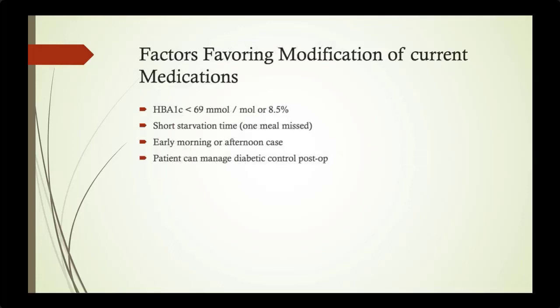To start with, before we talk about the management, what factors favor the modification of the current medication, in the sense of when would you say that I can basically modify the patient's medication rather than putting them on insulin infusion? To start with, the patient has to be well controlled as defined by the hemoglobin HbA1c. The patient has to be only missing one meal. Surgery should be done early in the afternoon or early in the morning, and the patient himself will be able to manage his diabetic control, in the sense of he hasn't got dementia or anything physical that will prohibit him from managing his own regime.